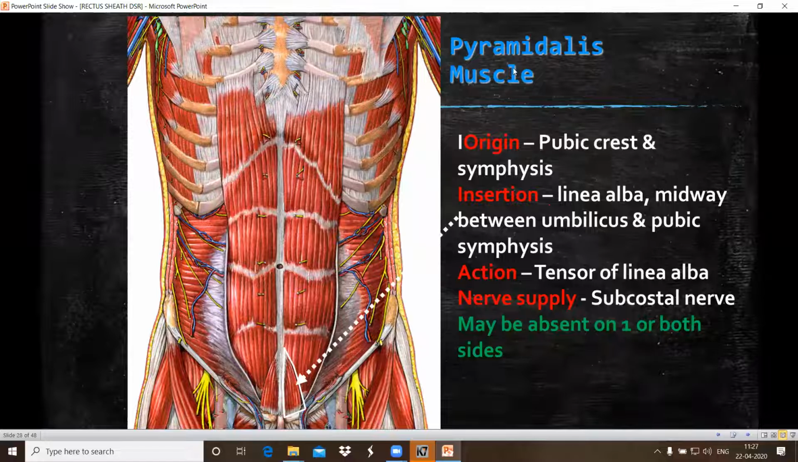Next, coming to the small muscle, the pyramidalis muscle. It is a triangular muscle, generally absent or degenerated in human beings. Its origin is from the pubic tubercle or pubic symphysis, and it runs upwards and medially and is inserted into the linea alba. The white dotted area shows the pyramidalis muscle. It is supplied by the subcostal nerve, and its action is as a tensor of the linea alba, helpful for tensing the linea alba at the lower level.